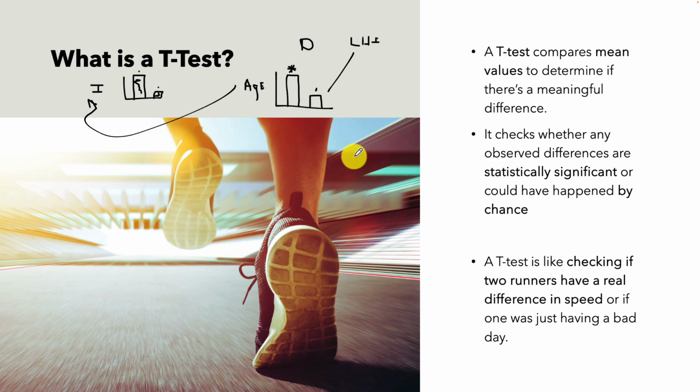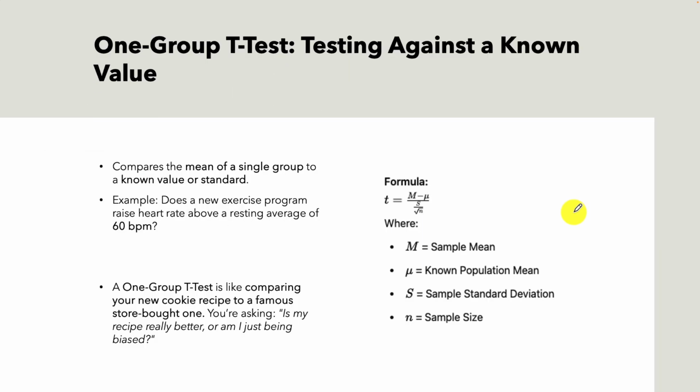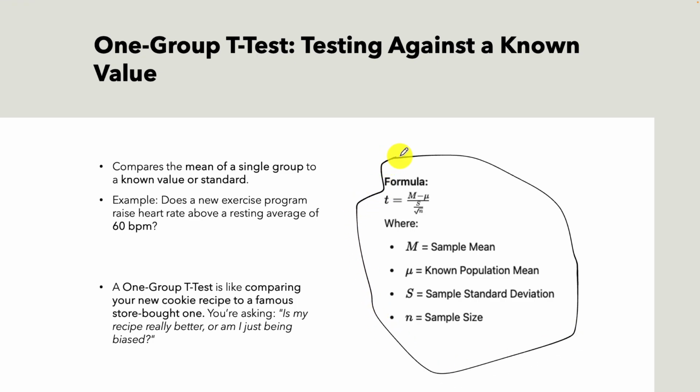You see how all this is kind of working together? There's an analogy. I don't know if you need it, but it's there. It checks whether any observed differences are statistically significant or could happen by chance. So that's the main theme that we're talking about here. Here is the formula for a t-test. We are not going to do this, but this is for a one-group t-test.